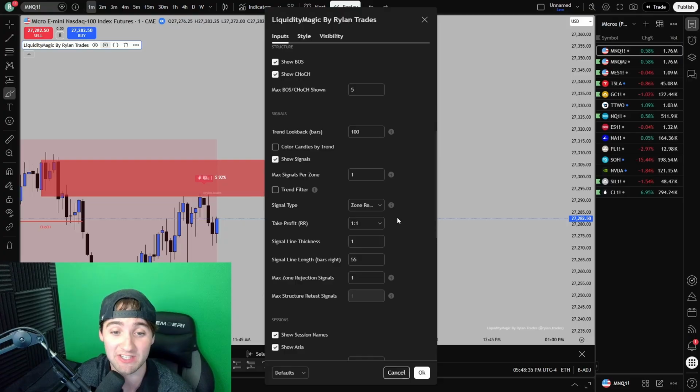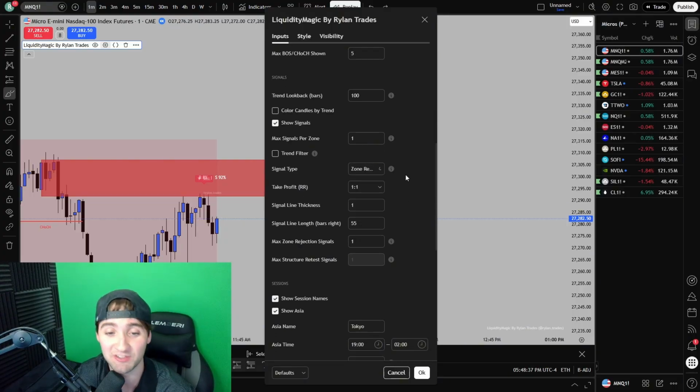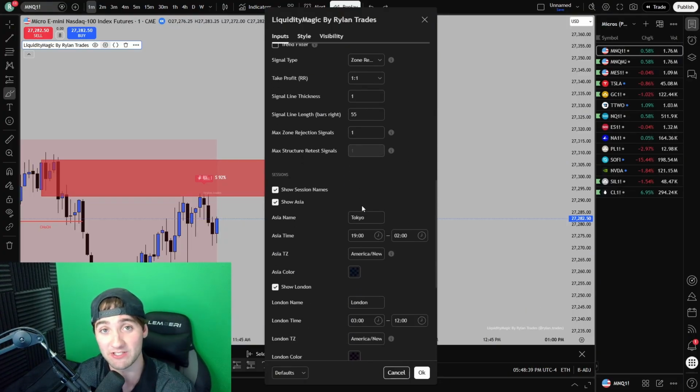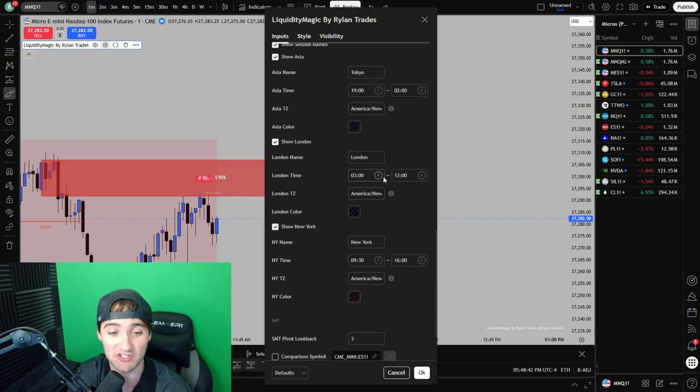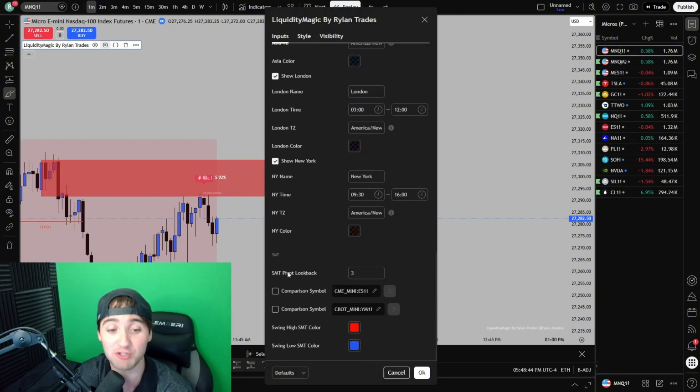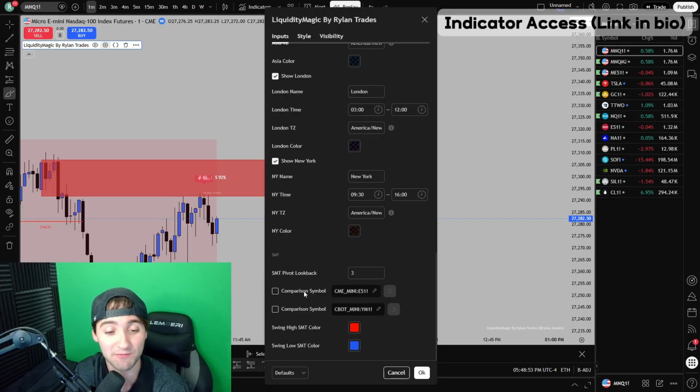We also have the signals in this indicator. We have two types of signals, and I'm going to run this down with you as well. And then we have sessions. These are all customizable. And we also have SMTs. So for the futures people in here that are using this indicator, there is an SMT option, which you could use to look at SMTs on the lower time frames to determine a bullish or bearish confluence added on. So pretty awesome stuff here.